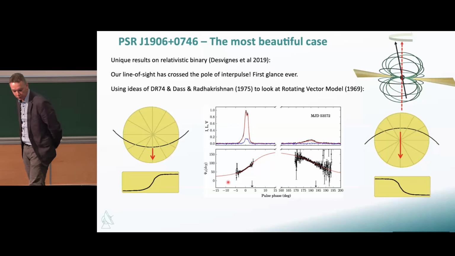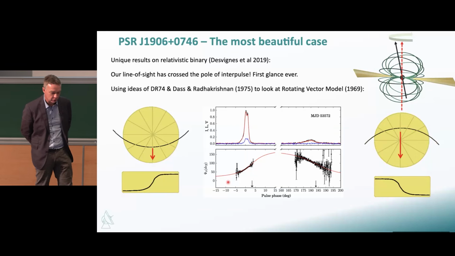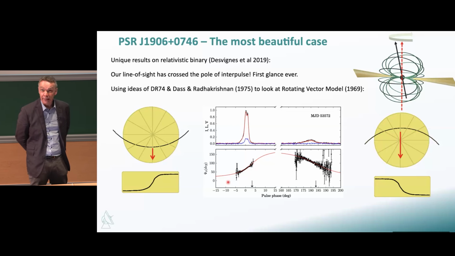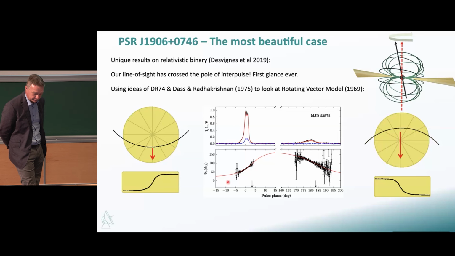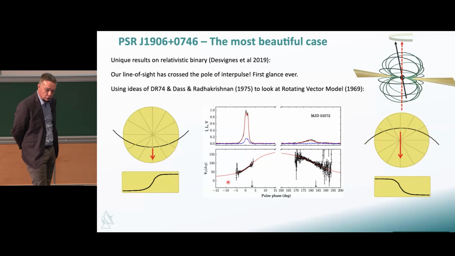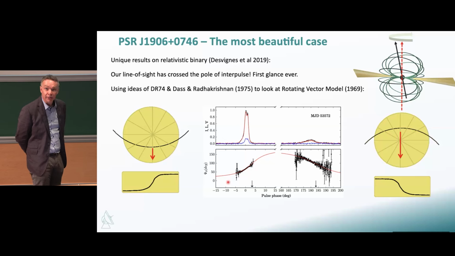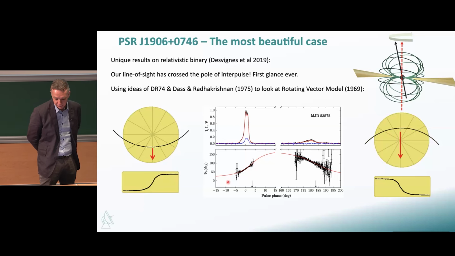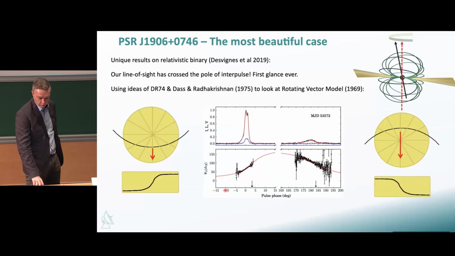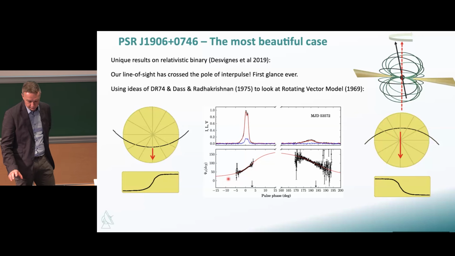The most beautiful case, the most precise test of GR in terms of spin precession, comes from this pulsar 1906-0746. Thibault also mentioned it. And it's beautiful in 3 different ways. First of all, it's the most precise test. It is also verifying a model that was predicted in 1969, immediately after the discovery of pulsars, which we did not confirm up to now. And it allows us to learn something about radio emission also. For that, I need to explain a little bit.